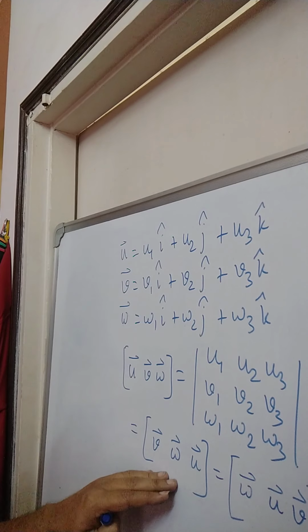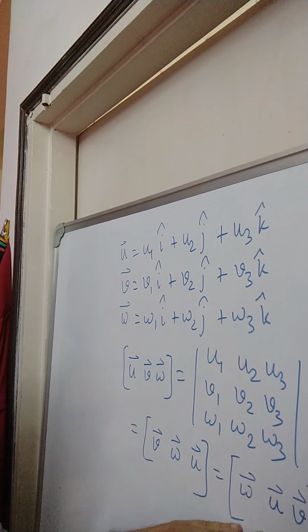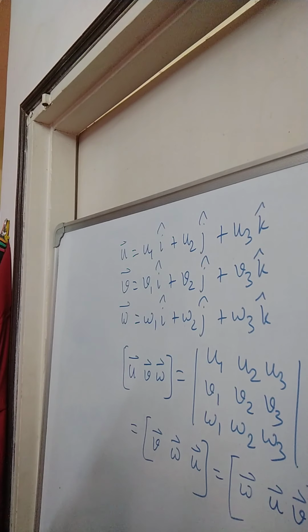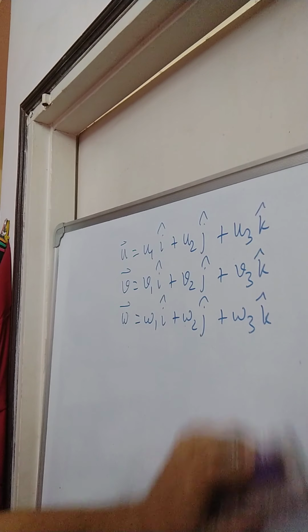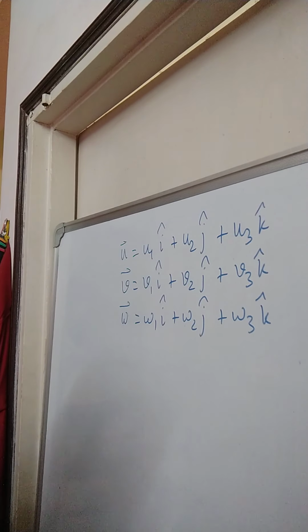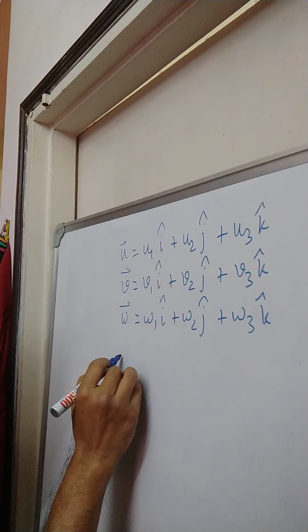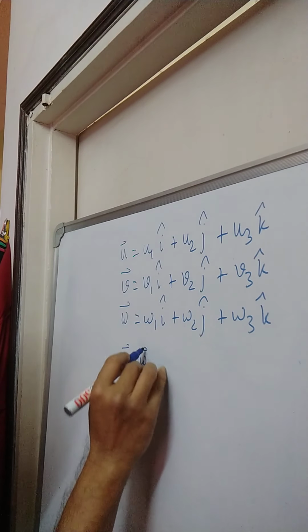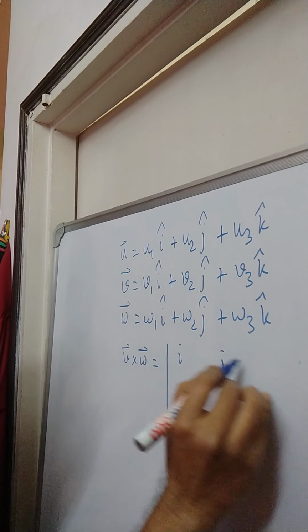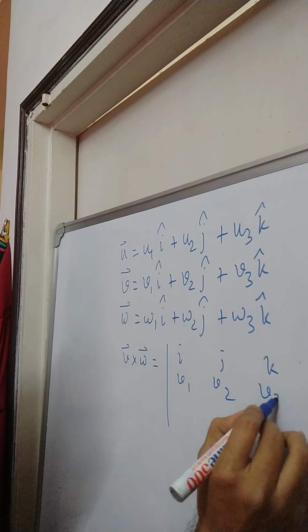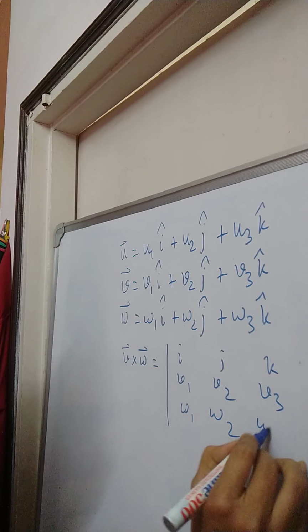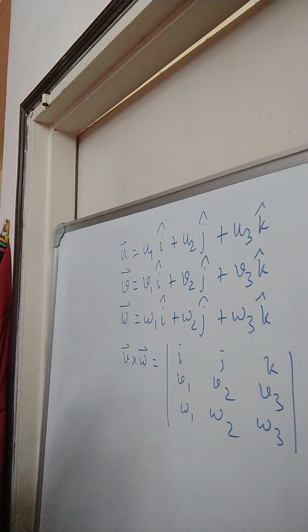So, if we write this in matrix form and this in determinant form, they are the same determinant. Now, let us take a look at why they are equal, both algebraically as well as from the geometric point of view. Just see, what is V cross W? We know that V cross W is the determinant with rows i j k, V1 V2 V3, W1 W2 W3. We know that.